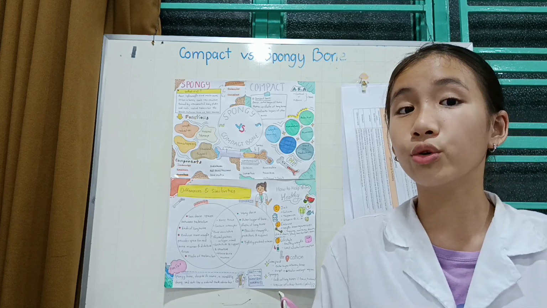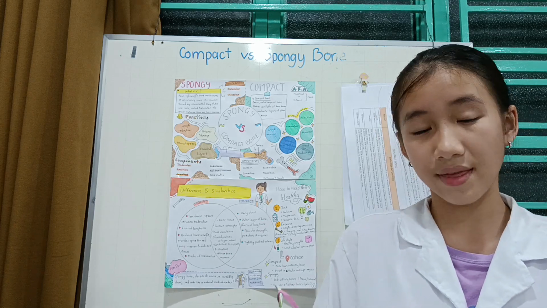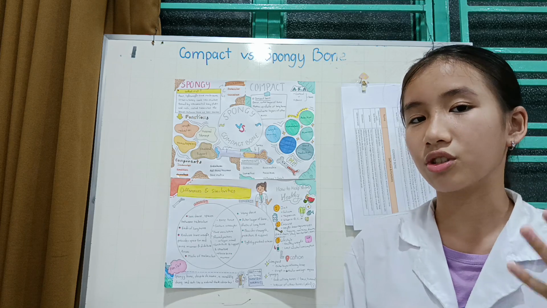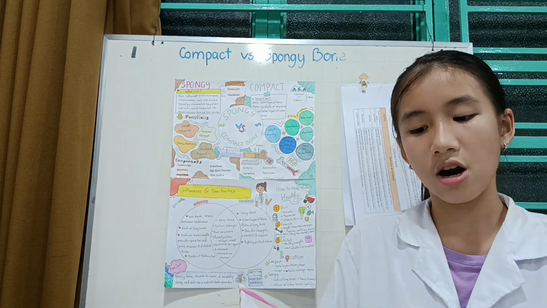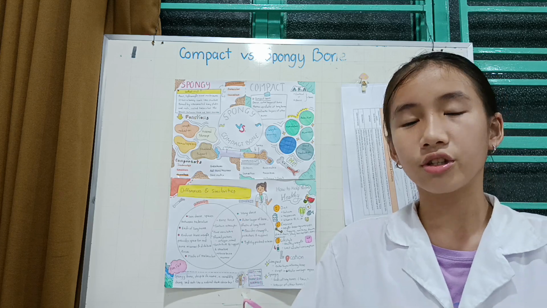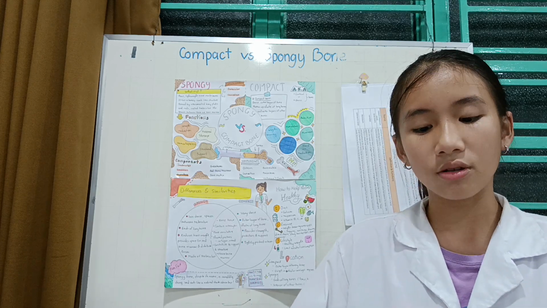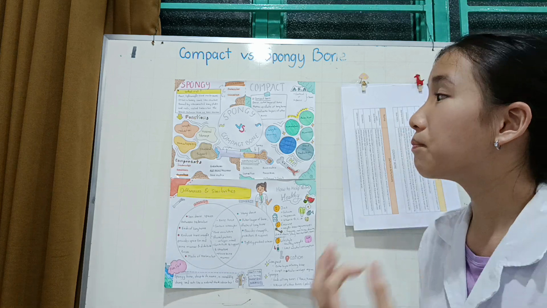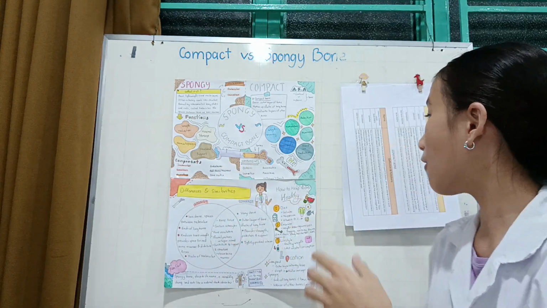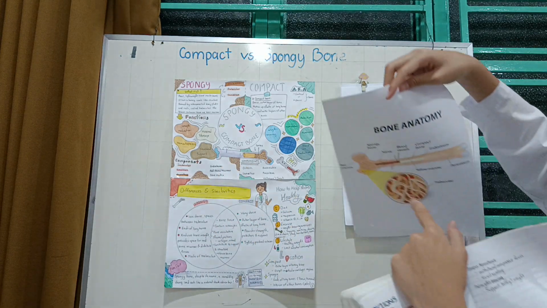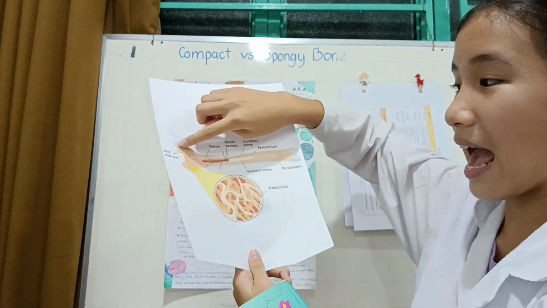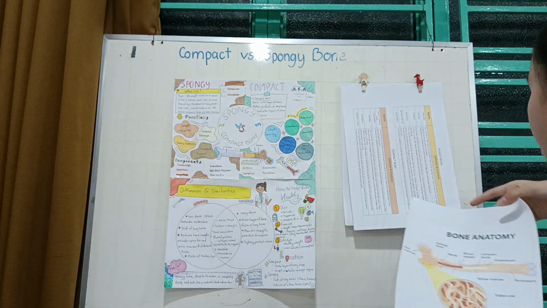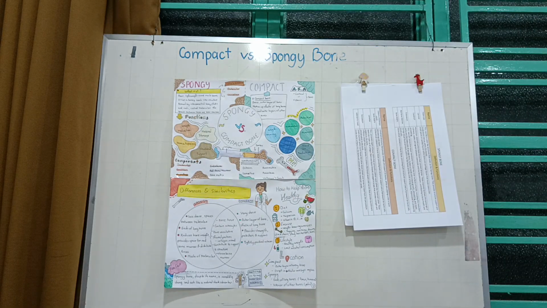So those are the two main minerals that are stored within the spongy bone. Next is the structural support. The trabecular structure helps to provide strength for the bone while also being lightweight. The spongy bone is often located, as you can see in this picture, at the end of the long bone, for example, the femur or the humerus. So those are the structural support.